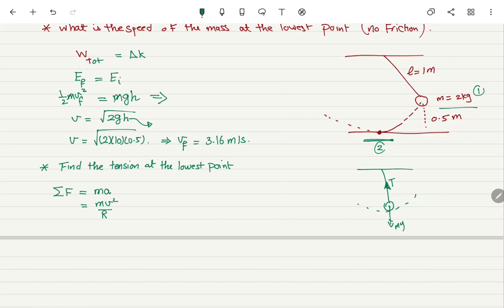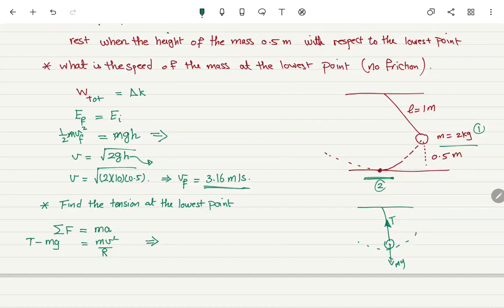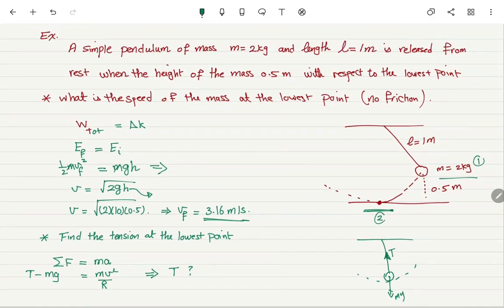Now, the sum of all forces is tension minus mg, equal to m v squared over r, and we just calculated v from this part. You just substitute numbers here and you can find the tension in this case. Remember, the mass equals 2 kilograms, r equals 1 meter, and v equals 3.16 meters per second.